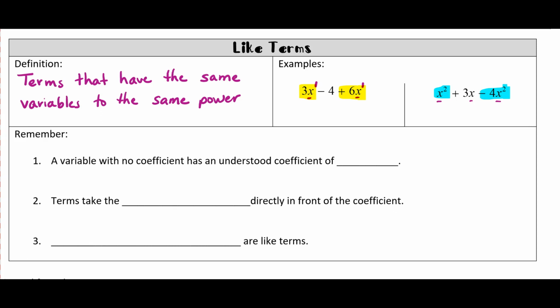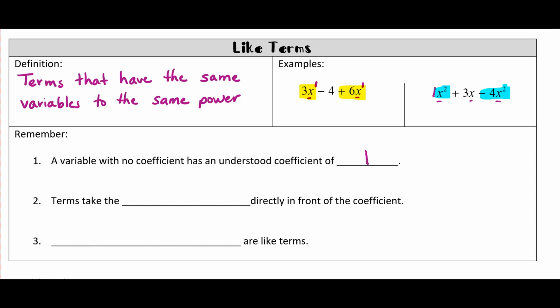Now some things to remember about like terms are, number 1, a variable with no coefficient has an understood coefficient of 1. So what this means is up here where we saw x squared, this coefficient is understood to be a 1x squared. Whereas the coefficient of x is a 3, and of the x squared here is a negative 4. The 1x squared has an understood 1, we just don't write that 1.